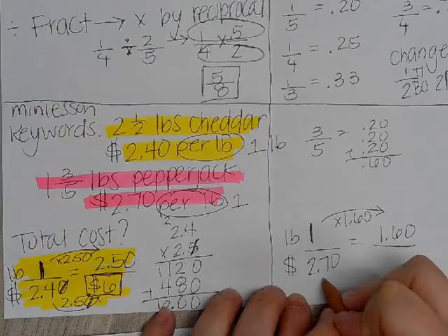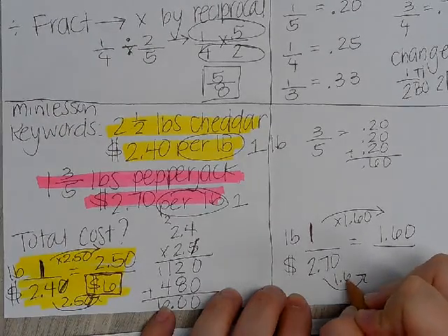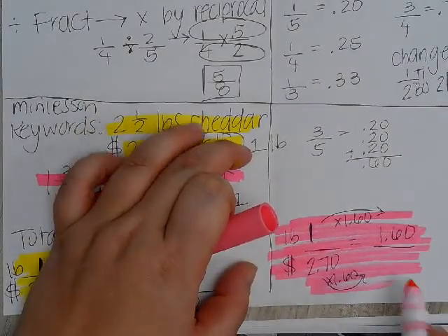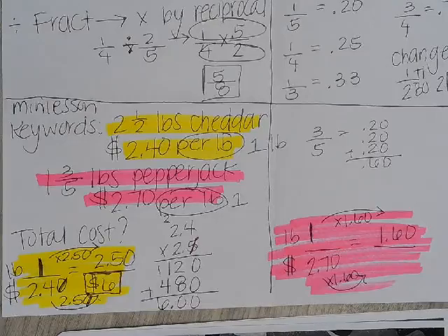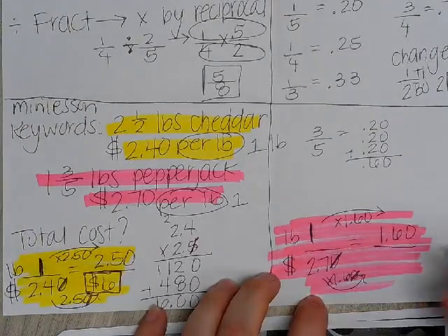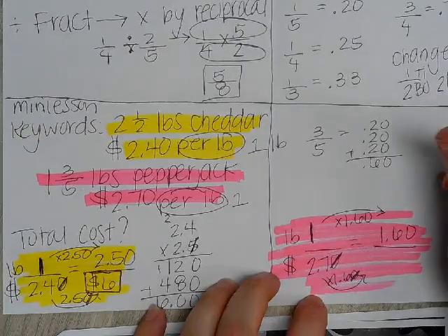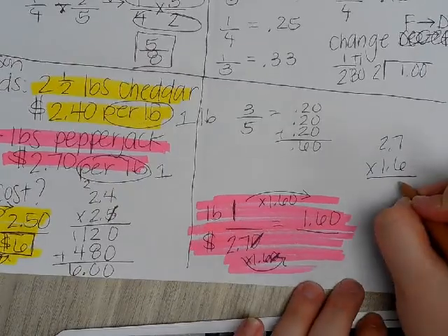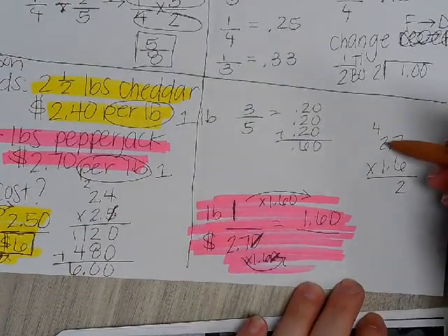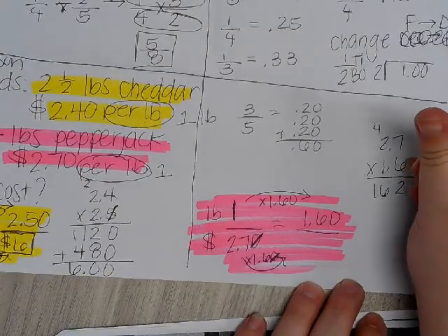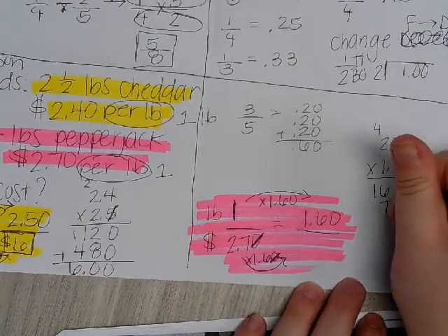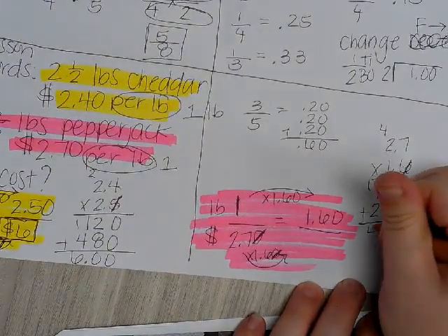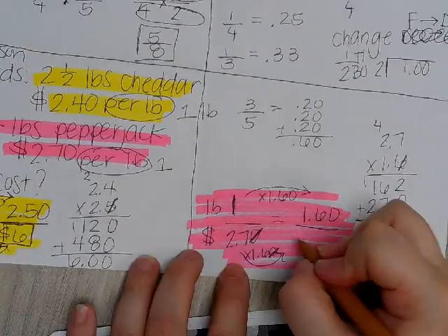So whatever I do to the top, I have to do to the bottom. Again, I'm looking for my pepper jack. I don't need these zeros, so I can do 2.7 times 1.6. 6 times 7 is 42, carry my 4. 6 times 2 is 12, plus 4 is 16. Placeholder. 7 times 1 is 7, 2 times 1 is 2. Add that up. It would be $4.32 for some pepper jack.